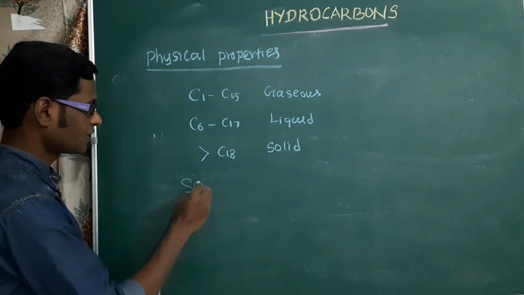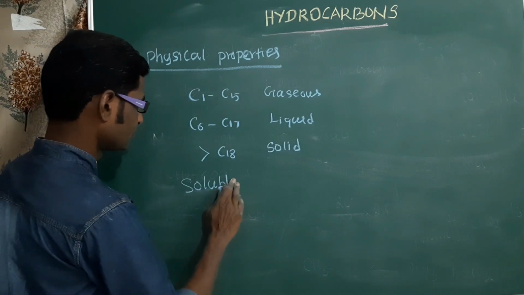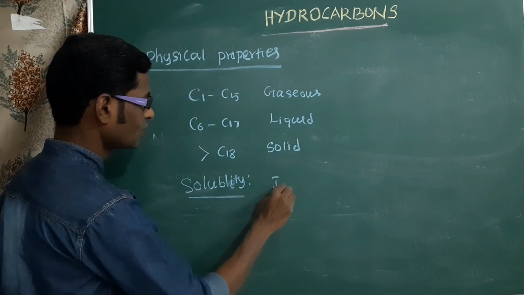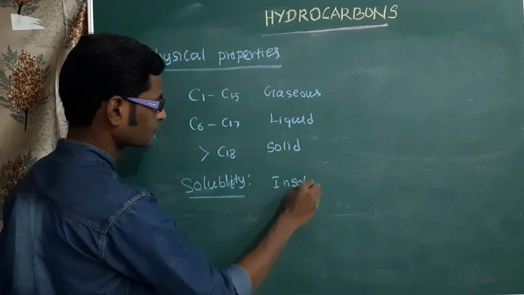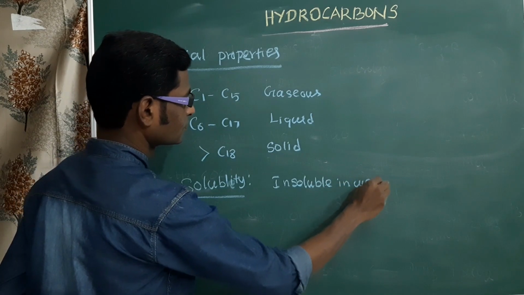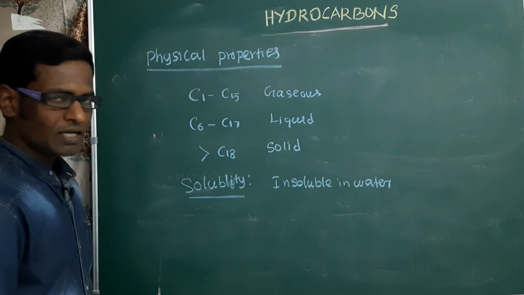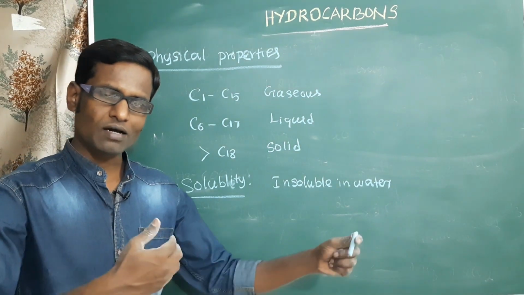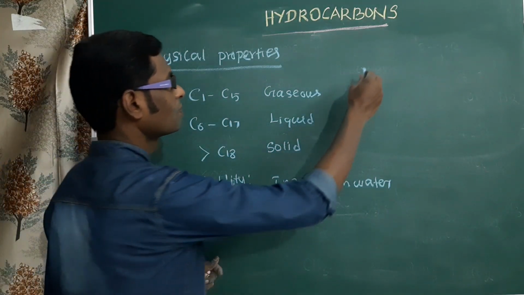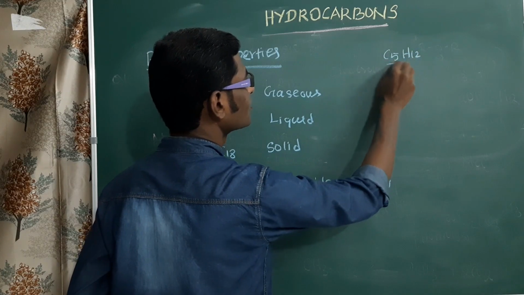Solubility. They are insoluble in polar solvent like water. Hydrocarbons are insoluble in water. Boiling point of alkane. When we increase the carbon chain, the boiling point increases. Example, isomerism of pentane, C5H12. 3 isomers we already discussed.